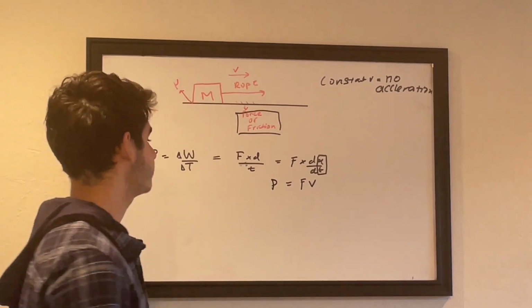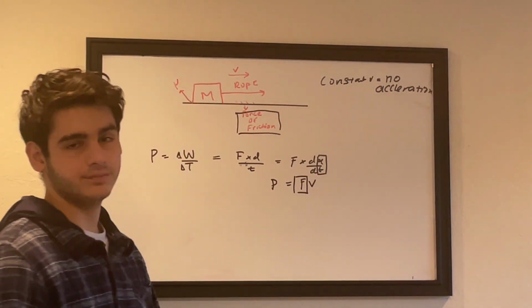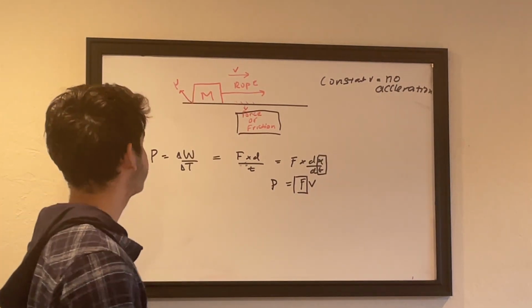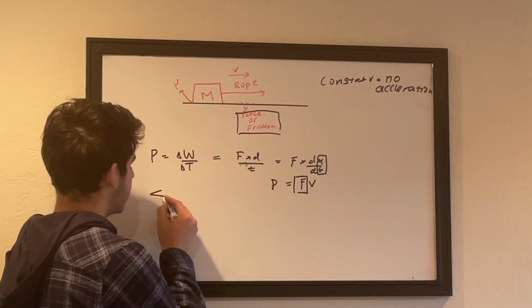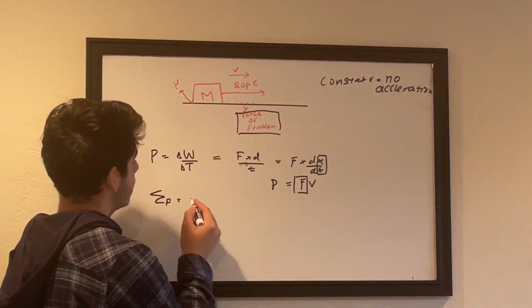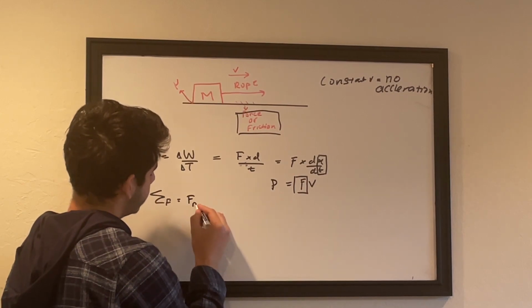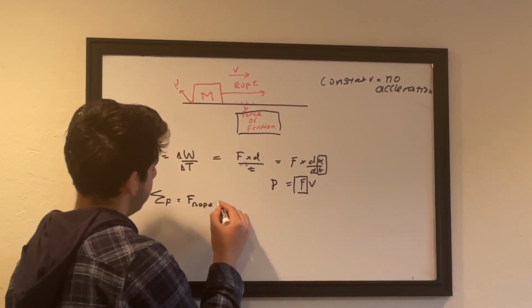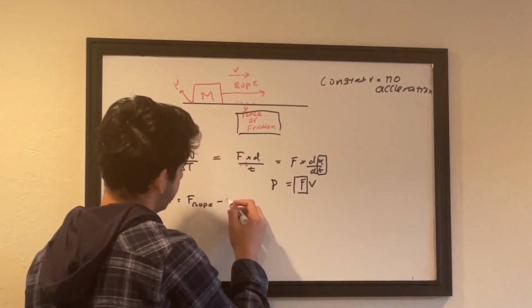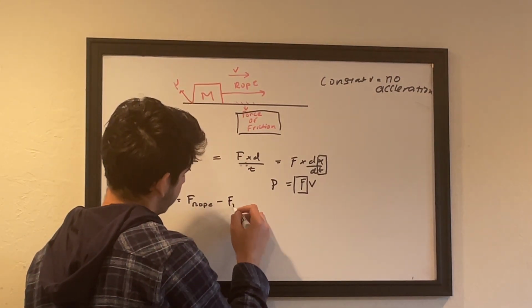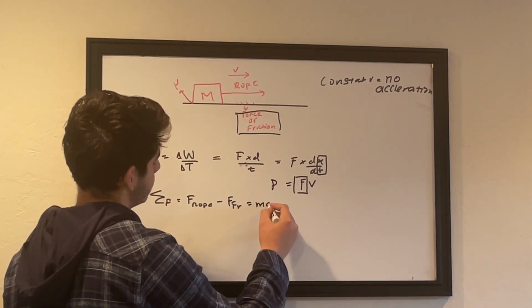Okay? Now we're given the v. How do you figure out the F? How do you figure out the F? Let's go with that. So let's do the sum of forces equation. Okay, sum of forces is equal to the force applied by the rope, so I'll call that F rope, minus, because force of friction is acting in the opposite direction, minus force of friction, which I'll call F_fr, force of friction, is equal to mass times acceleration.